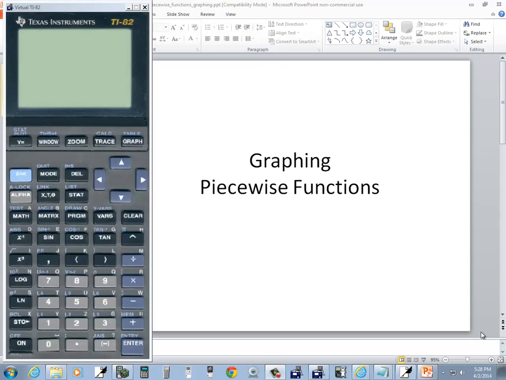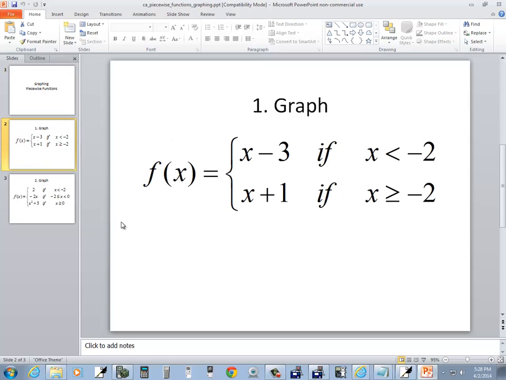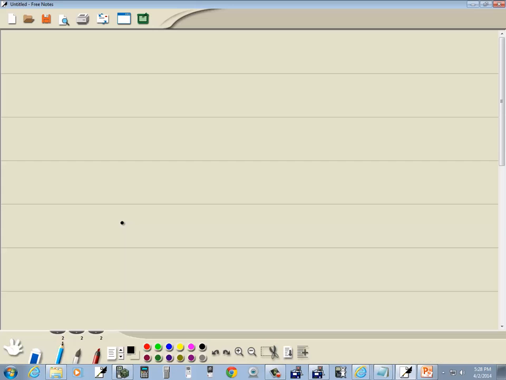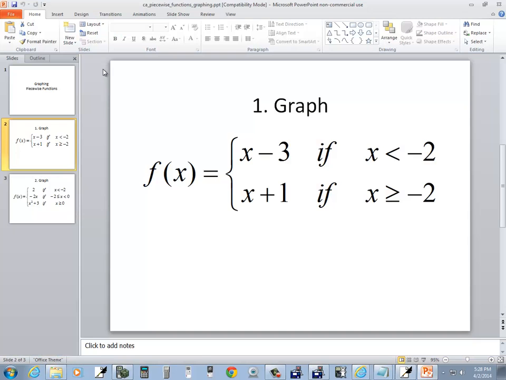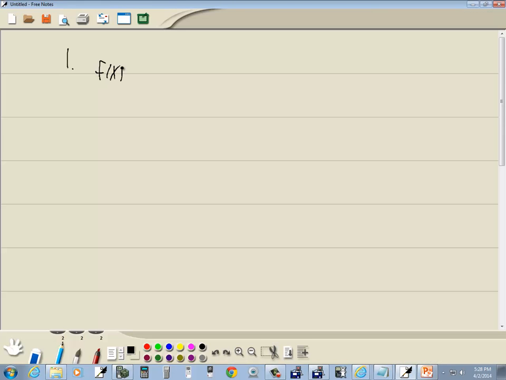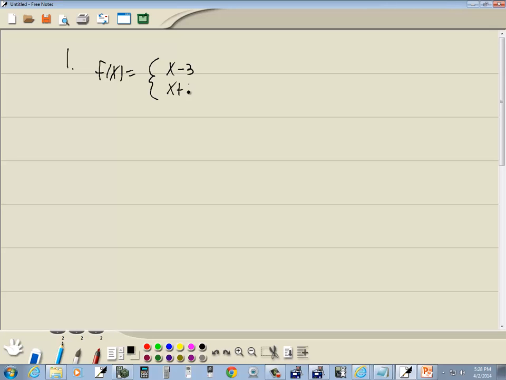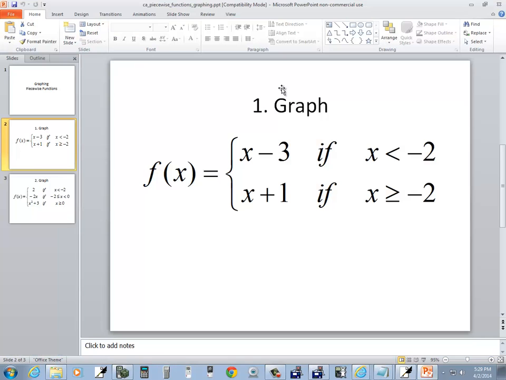Let's take a look at graphing piecewise functions on a TI-82 calculator. And let's take a look at our first problem. We got f of x is equal to x minus 3 and x plus 1. This is if x is less than negative 2 and x is greater than or equal to negative 2.